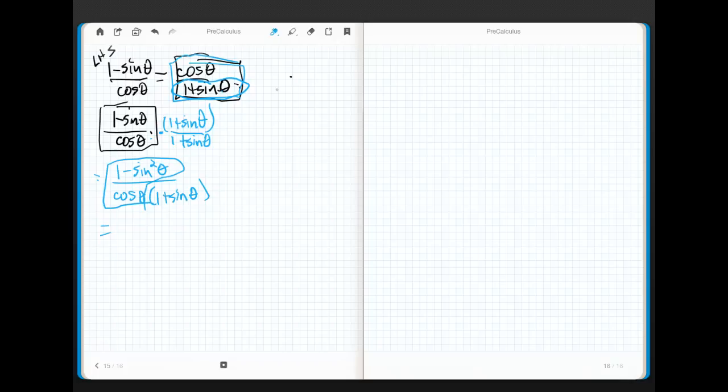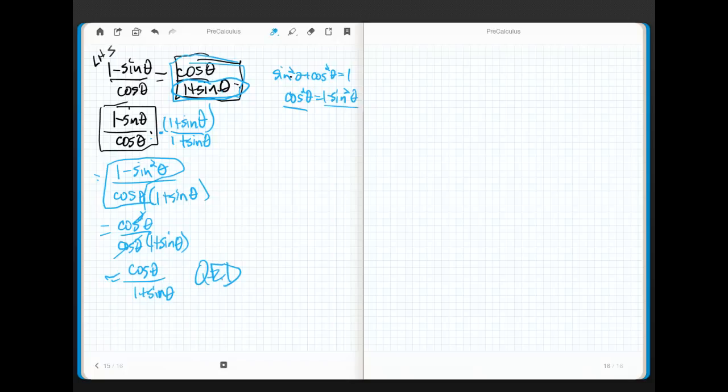1 minus sine squared theta, because sine squared theta plus cos squared theta equals 1. Can't that be written as cos squared theta equals 1 minus sine squared theta? It's an identity, so I'm allowed to move stuff around algebraically. Guess what? I have cosine squared theta divided by cos theta times (1 plus sine theta), right? Cos squared theta divided by cos theta. One of these cancels, and that guy goes away, and guess what you end up with? Cos theta over 1 plus sine theta. QED. Same thing. Isn't that fun?